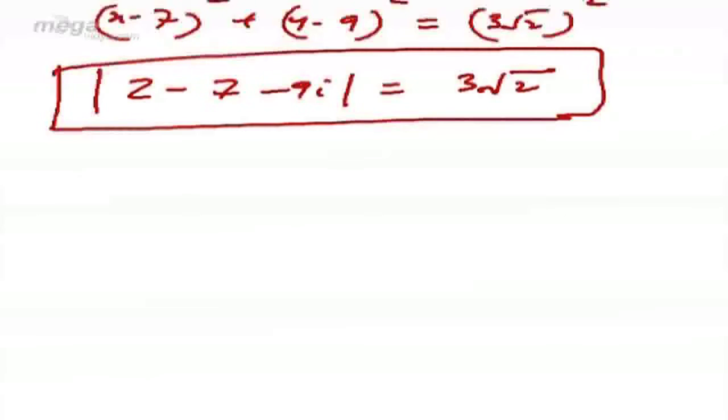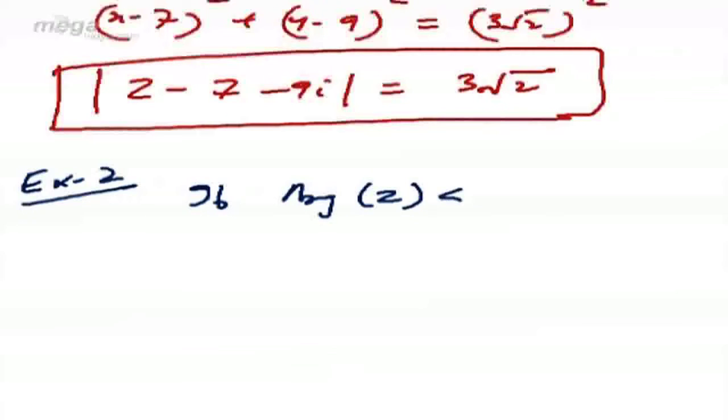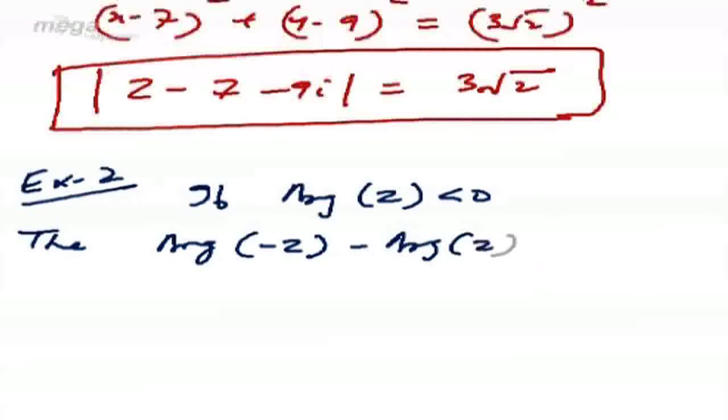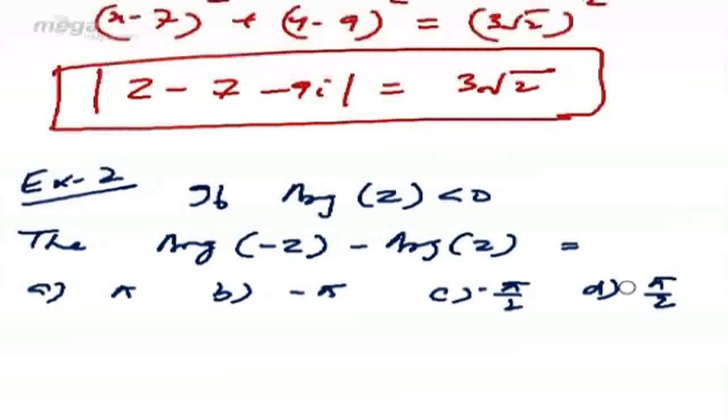Now let us come to example 2. That is, if the argument of z is less than 0, then the argument of minus z minus the argument of z is equal to: a is pi, b is minus pi, c is minus pi by 2, d is pi by 2. Let us come to the solution.